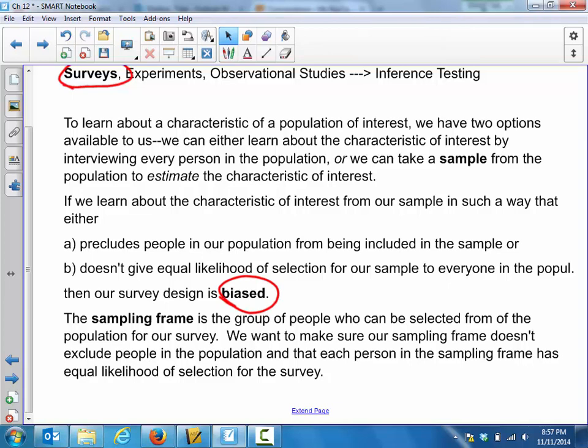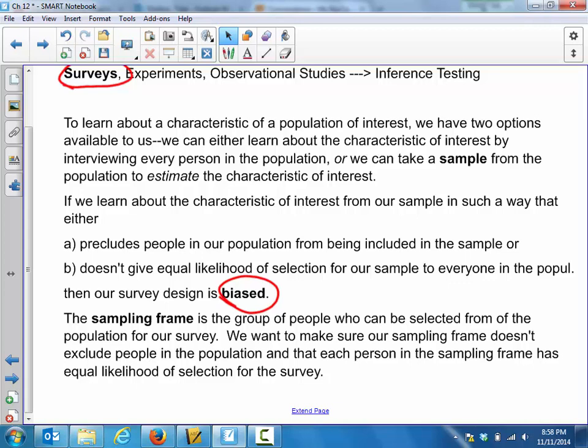These are 2 things to avoid to make sure that your survey is not biased. Okay? Everyone should have an equal chance of being in the survey, and you need to, as best you can, try to make sure everyone in the population can be included in the survey. Okay? Sampling frame. This term last year really threw students; I remember 3 or 4 students asking about this a lot. It's the group of people who can be selected from the population for the survey. We want to make sure our sampling frame doesn't exclude people in the population, and that each person in the sampling frame has equal likelihood of selection for the survey.